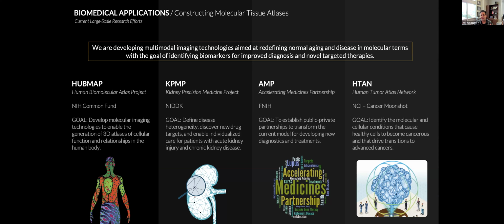The technologies that we're developing are central to our research group, and then we can apply them to a whole host of application areas. But in general, what we're really focused on is utilizing these multimodal strategies to define, whether it's normal aging or disease, in molecular terms, so that we can identify biomarkers for improved diagnostics and, eventually, partner with folks to utilize these targets as starting points for novel therapies.